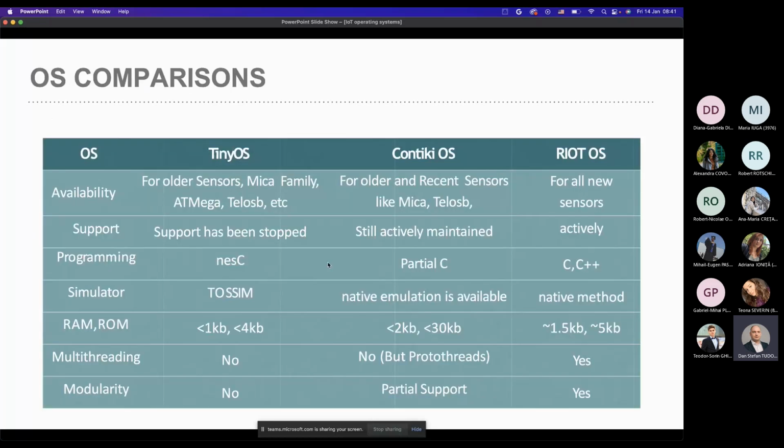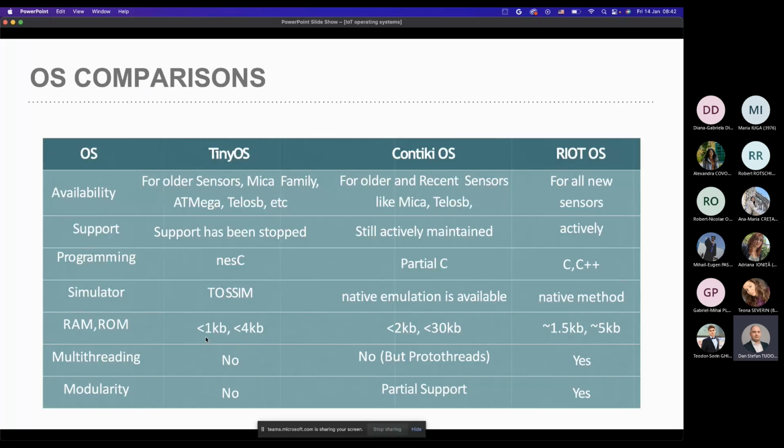Now, if we put this into a table, these are the, let's say, three operating systems that we've discussed right now: TinyOS, ContikiOS, and RIOT. Now, in terms of availability, support, programming, and so on, these are the main particularities for these operating systems. You can see that usually the footprint in RAM and ROM is very tiny. So we're talking about kilobytes of memory for each of them. So this holds true for all the operating systems that we've gone through so far.